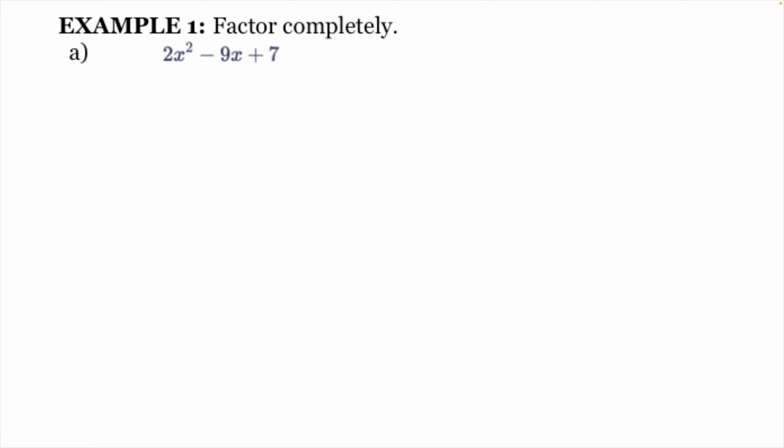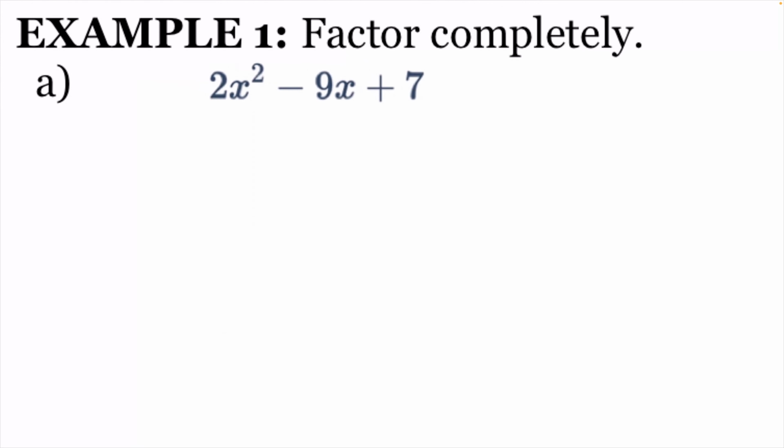So trinomial. Our first step, is the trinomial in standard form? Means, is it in descending order? Do the powers go from big power to littlest power? Yes, done. Step 1's done. Step 2, GCF. Is there something I can divide 2, -9, and 7 by to make it smaller? No, besides 1. And 7 doesn't have an x, so I can't divide that. So the GCF is 1.